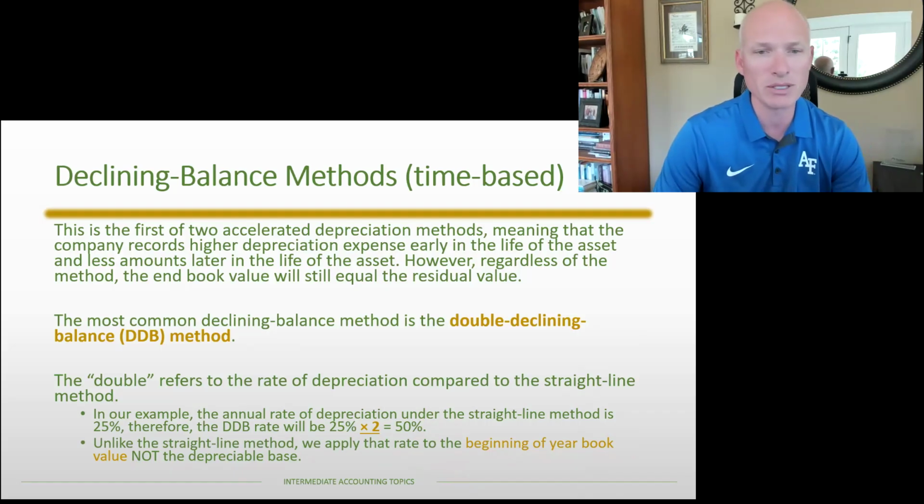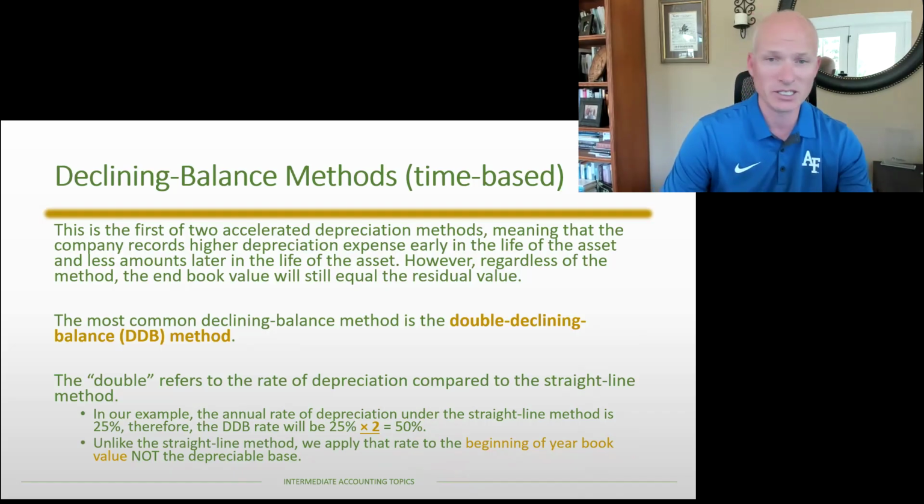So double declining balance is a little bit different in that it's accelerated, and we apply the rate to the book value instead of the depreciable base.